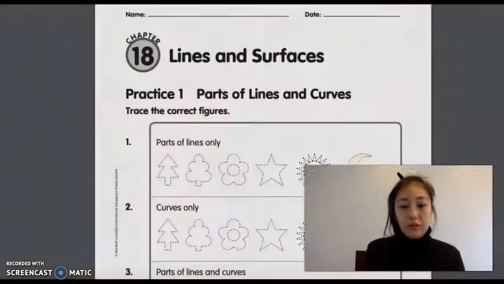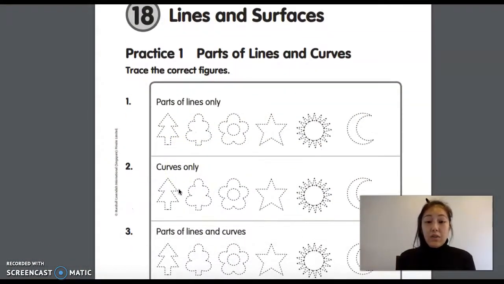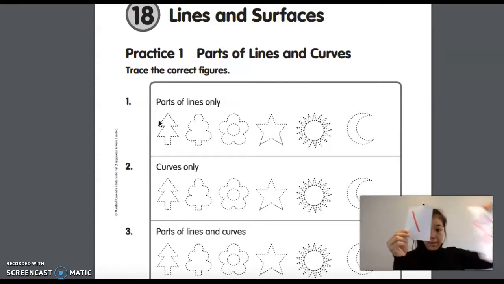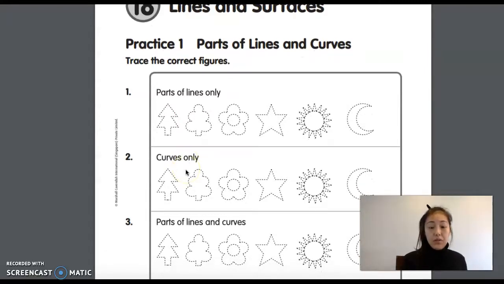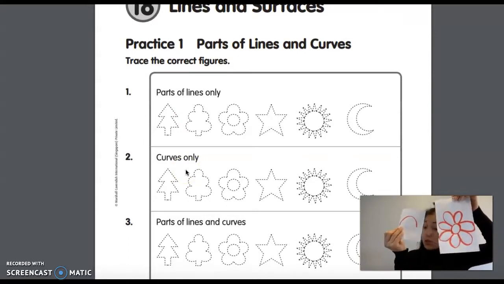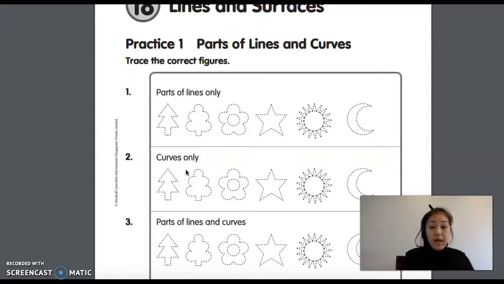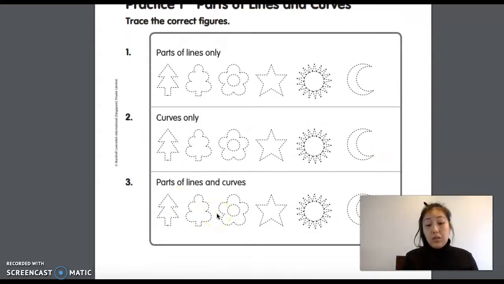So boys and girls, what you're going to be working on today for Thursday is you will be identifying and tracing the correct figures here. You are going to only trace the figures with parts of lines. Only lines, so ones that look like these two figures. And then on number 2, you're only going to trace figures that have curves, only curves, no straight lines, curves only. And then the third one, you are going to just do parts of lines and curves. So that is for Thursday.